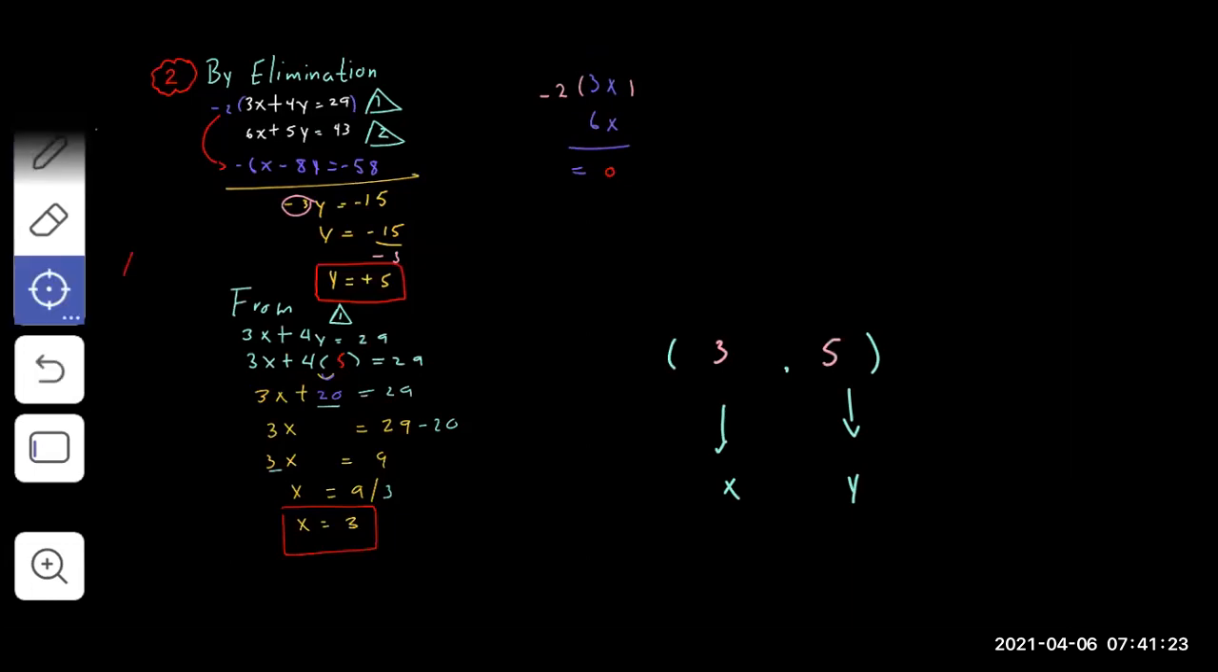If you don't believe me, substitute these values into either the first or second equation, and you're going to see that it is true. This is basically what I wanted to explain. That's pretty much it.